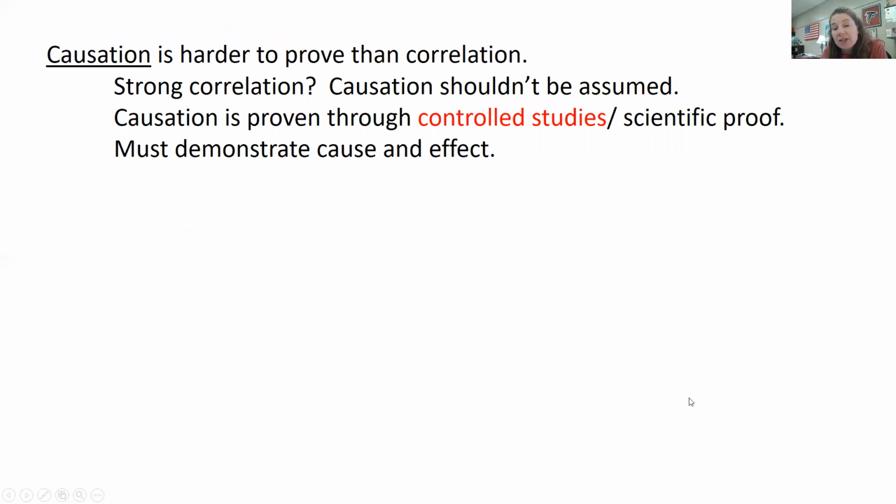Causation, on the other hand, is harder to prove than correlation. Just because there's a strong correlation doesn't necessarily mean that we need to assume there's a causation. Causation is proven through controlled studies, scientific proof. Things have been scientifically proven, right?